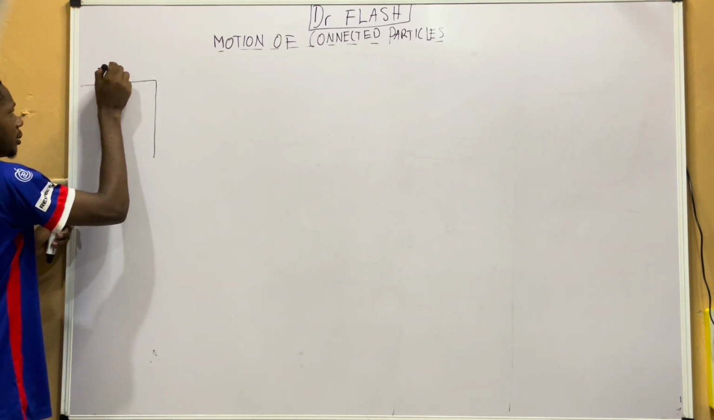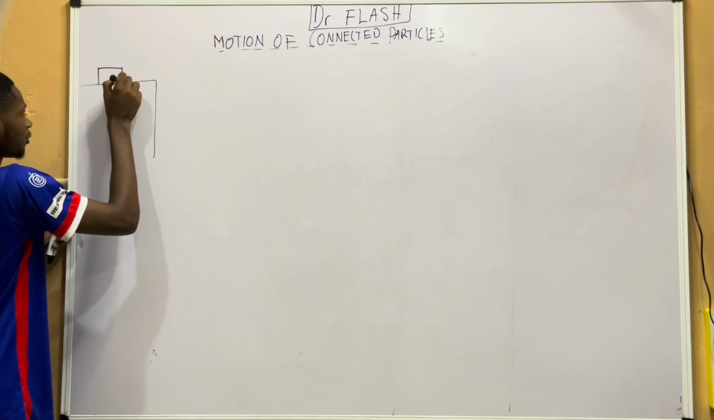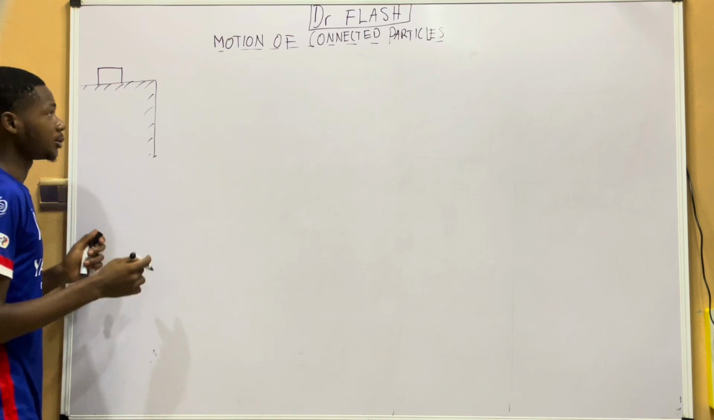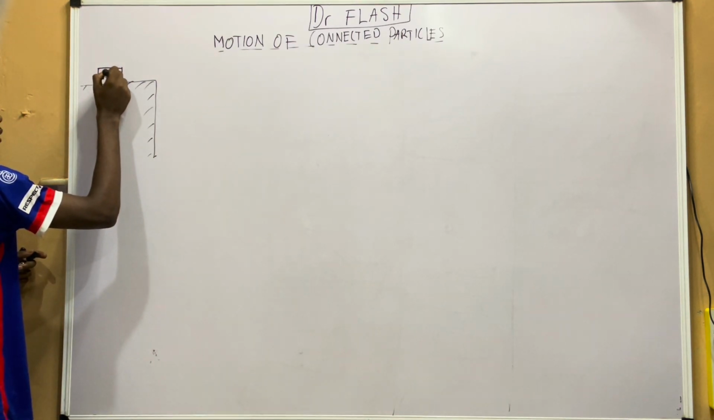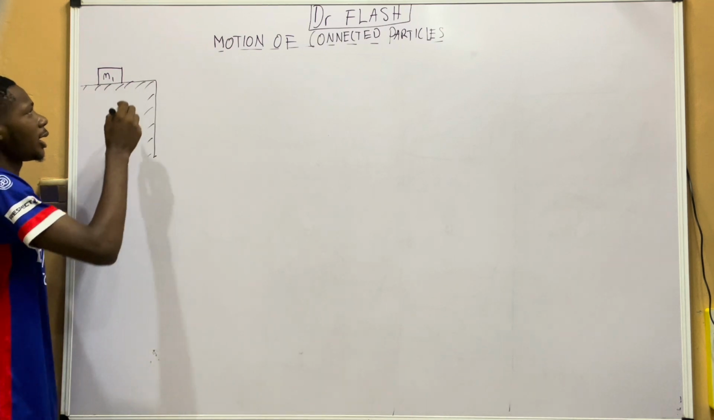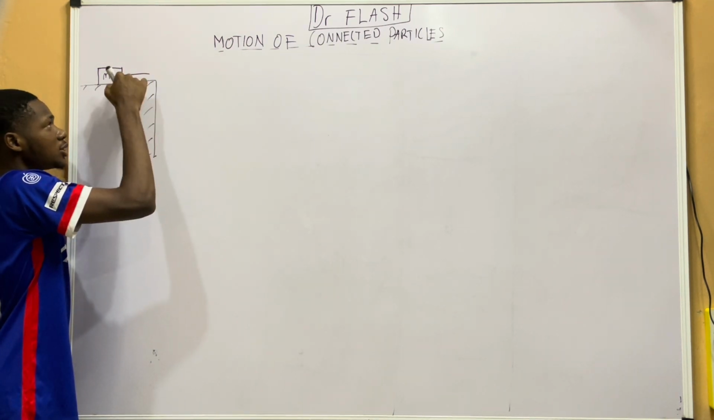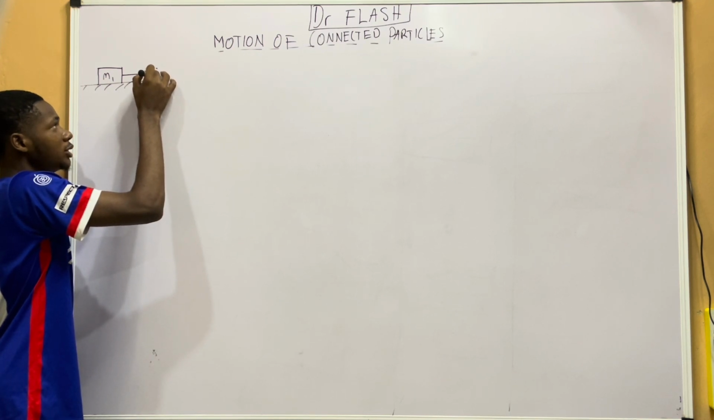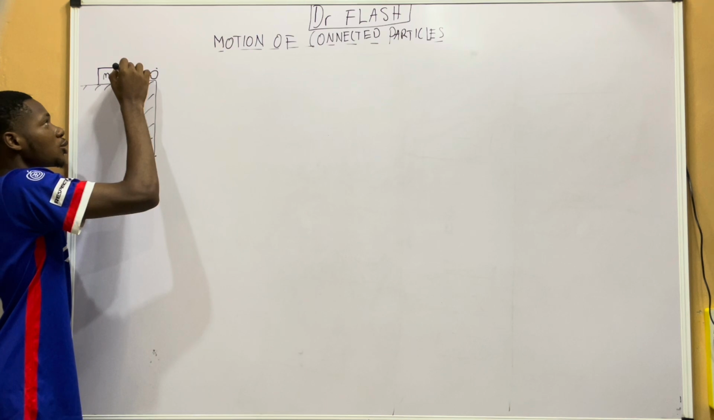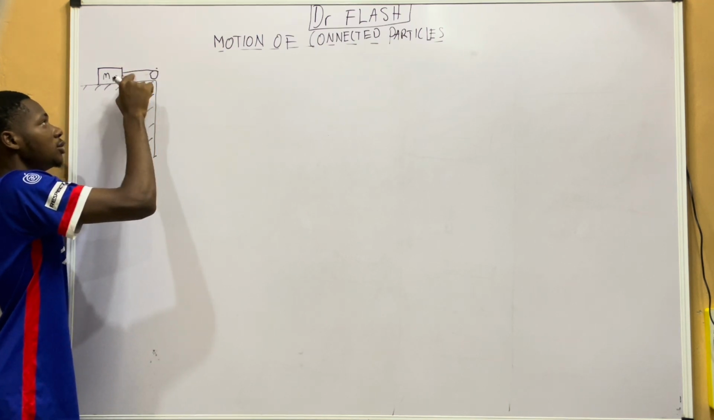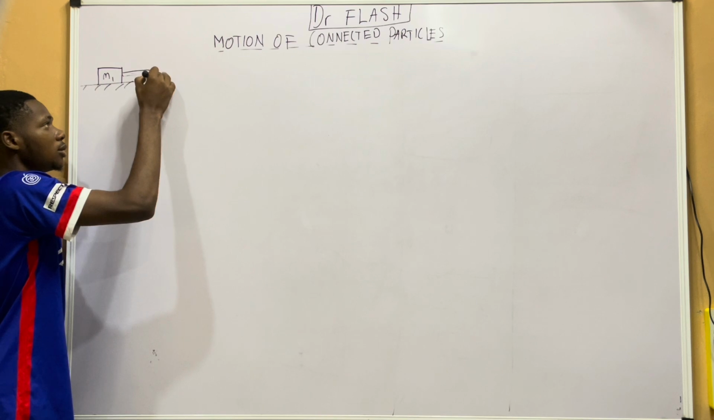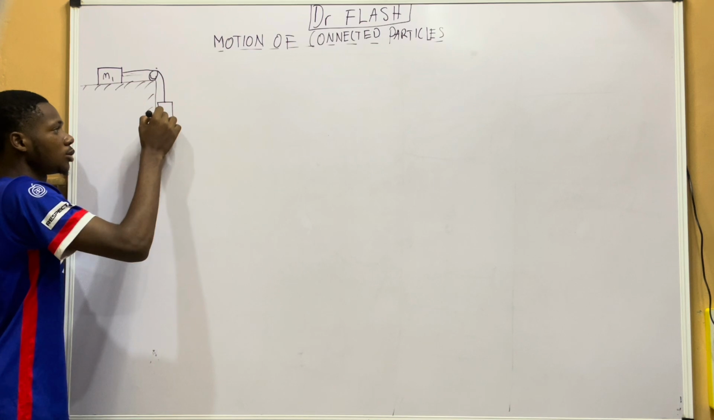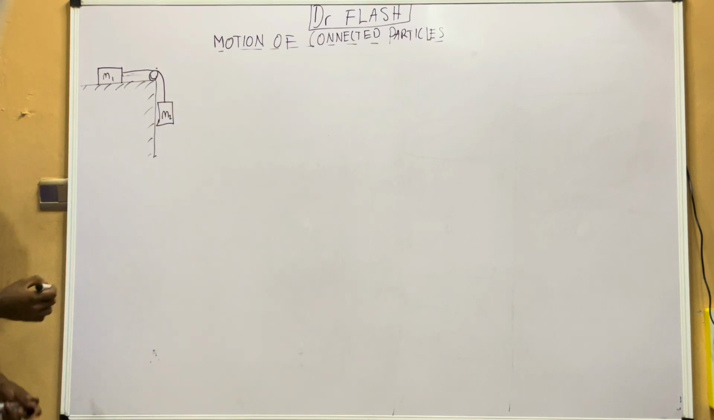Now let's say we have a mass resting on a platform like this. Let me trace out the platform, so you know this is a frame. I'm going to call this mass M1. M1 is connected via a string over a pulley. Here's the pulley. And then it is connected to M2.